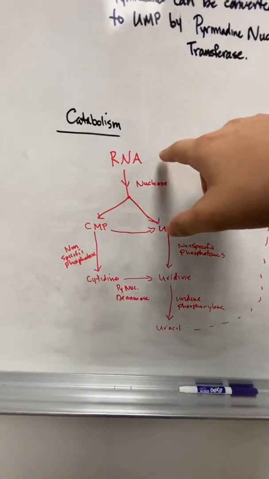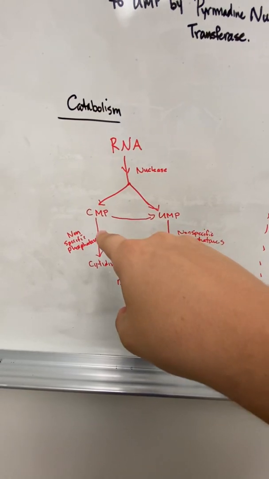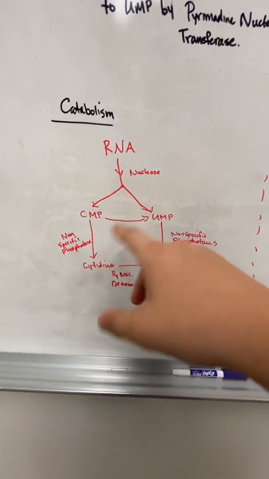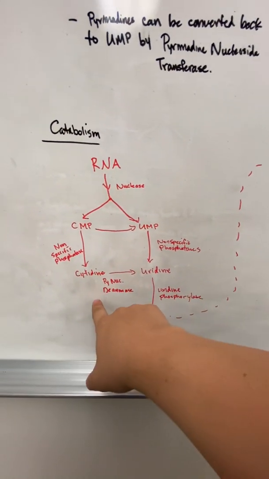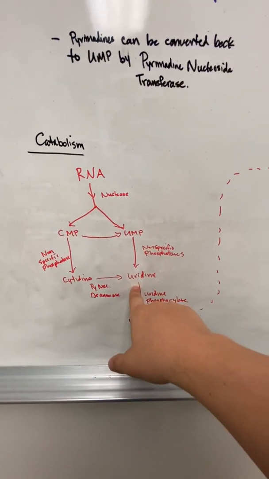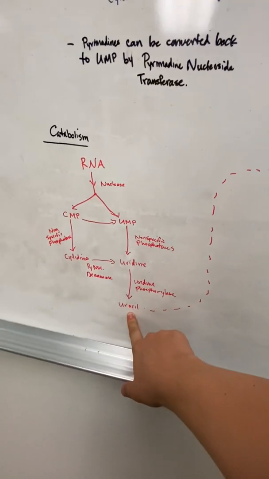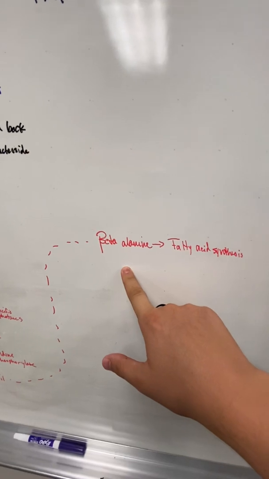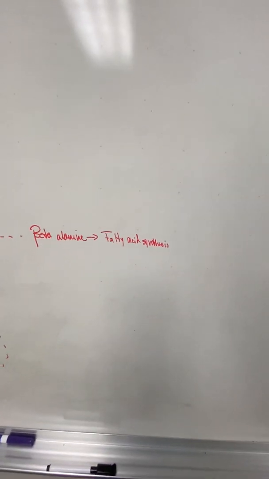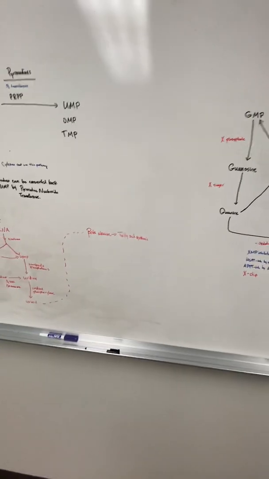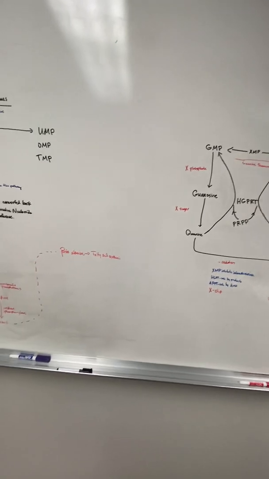And how they break down is our RNA breaks them into CMP and UMP, and then they are pretty much dephosphorylated to cytidine and uridine. Cytidine will always push to uridine, and uridine will push to uracil. And from uracil, it can break down even further, go to beta-alanine, and then it can transfer to fatty acid synthesis and make triglycerides. So that's pretty much the salvage pathways and the catabolism associated.